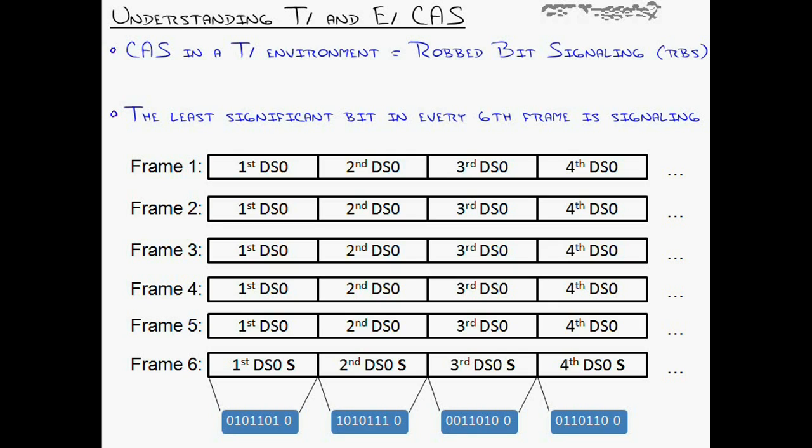That's one of those ones where you have to pause the video and think, okay, what did he just say? I said the least significant bit in every 6th frame is signaling. So, when we're talking about T1s, we have what you could call mega frames, or the technical term, extended super frames. That is a T1 frame which has a bunch of these smaller frames in each one.